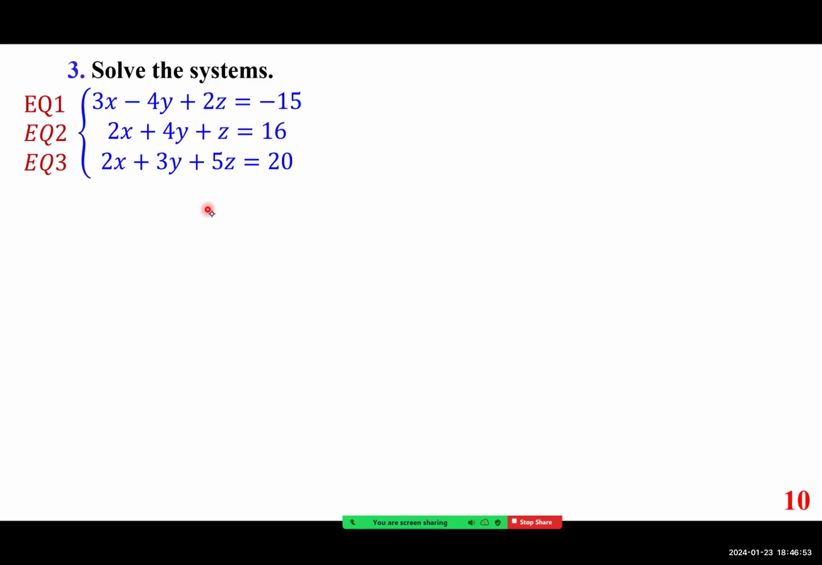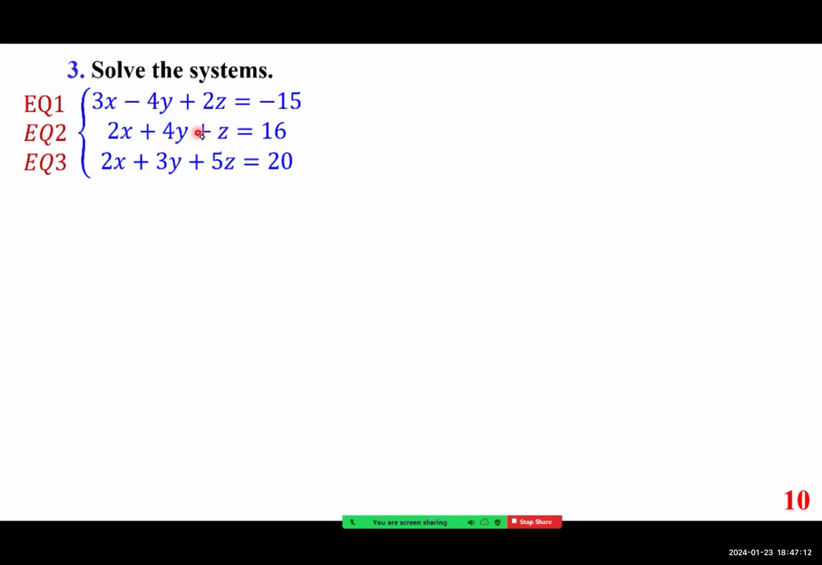Okay. Now, you decide which variable to get rid of. Because this is negative 4y and 4y, it's easy to see that if we don't do anything, we just combine 1 and 2, the y goes away. So first make a decision which variable.